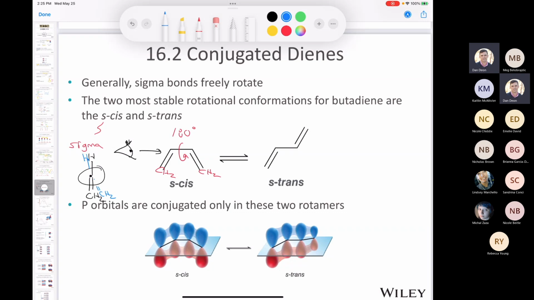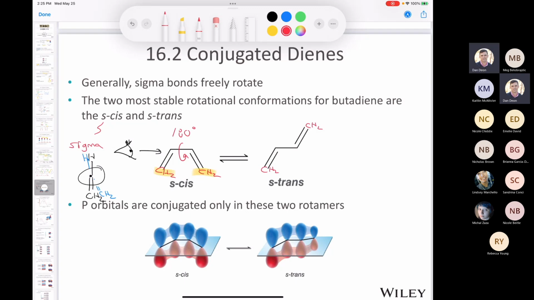So the way that our textbook describes this is, he says it's like the dihedral angle between these two CH2 groups, or these two methylenes, is 0 degrees. That's totally fine. Don't worry about that. But again, if you rotate that bond 180 degrees, you get the S-trans, where now the methylenes are as if they're trans to each other.